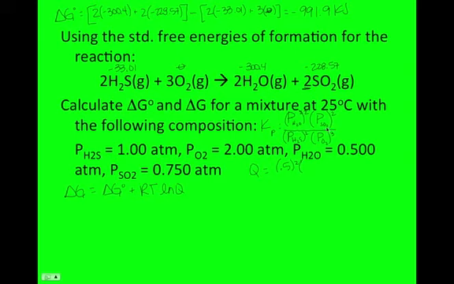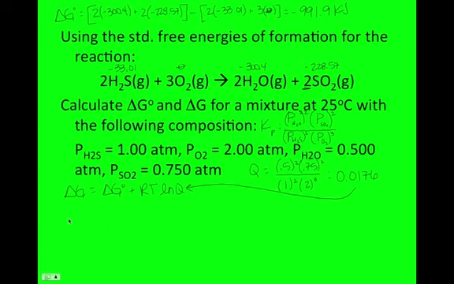And now I'm going to do the pressure of SO2, which is this guy, so 0.750, also squared. And then divide that by the reactant, so the pressure of hydrogen sulfide gas, which is right here, 1 atmosphere, squared, times the pressure of oxygen, 2 atmospheres, raised to the third power. And you plug all this mess into your calculator and you end up with 0.0176. And so that's my value of Q. I'm going to plug that in right there.